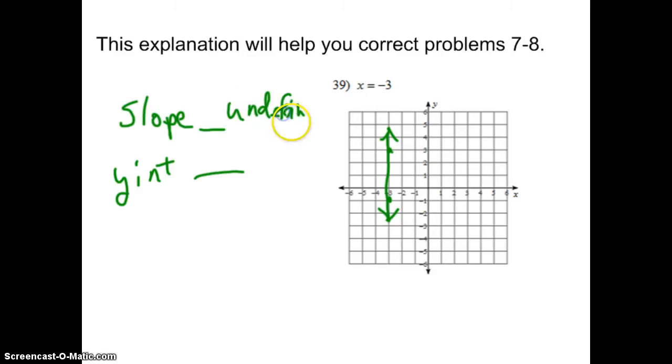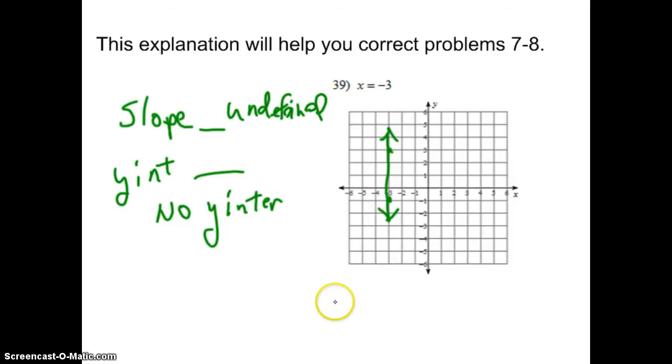And if you notice, it does not travel through the y-axis, there is no y-intercept. There is no y-intercept on this. You would apply this same concept to problem number 7. Problem number 8 will be basically the same thing.